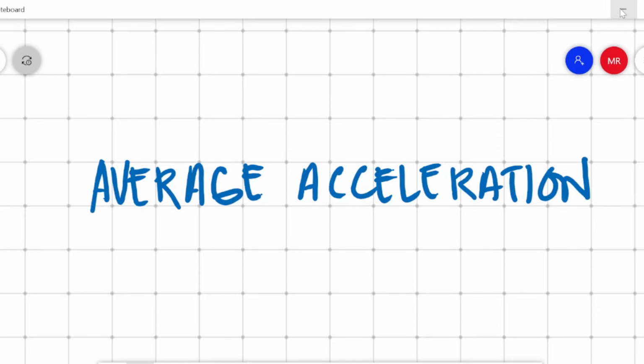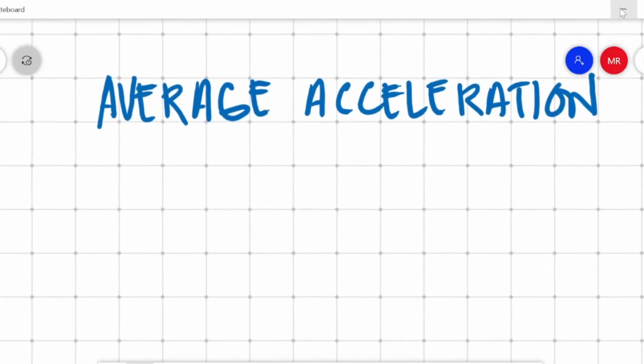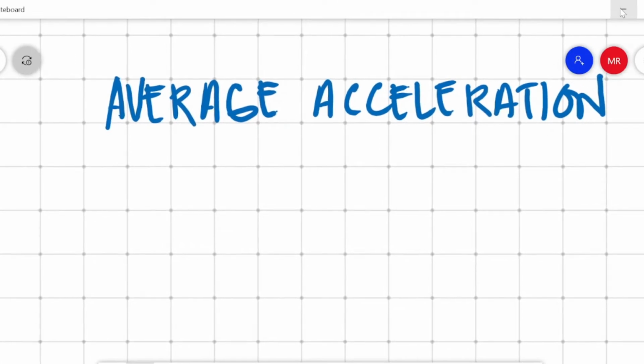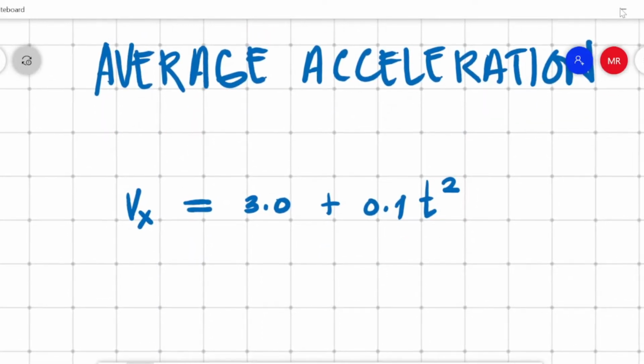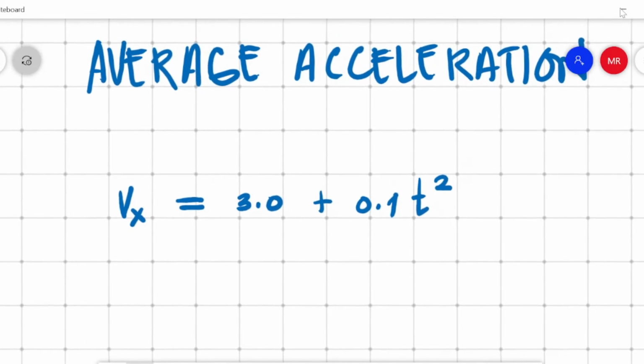Okay, so let's have a problem on how to get the average acceleration using our knowledge in calculus. Let's say we have a velocity function. Let's say the velocity function is v sub x is equal to 3.0 plus 0.1 t squared. This is our velocity function.